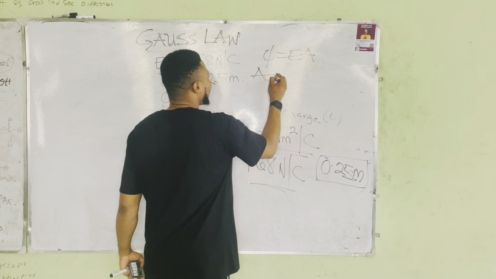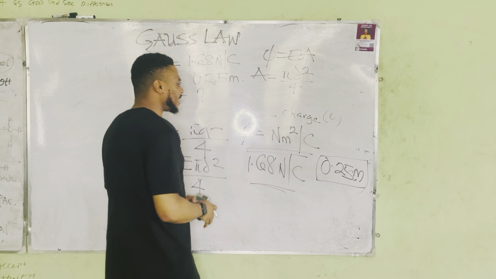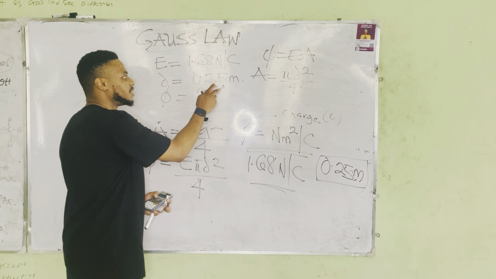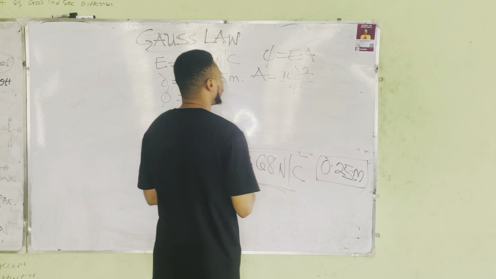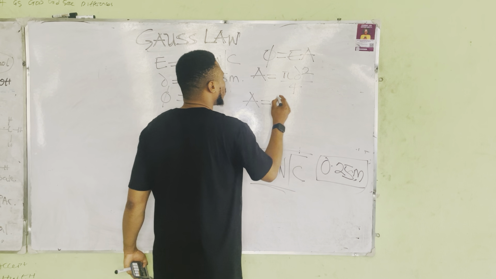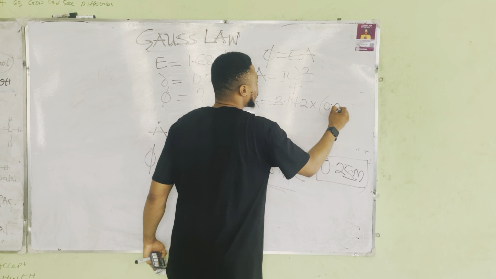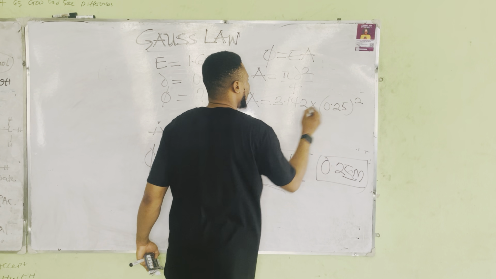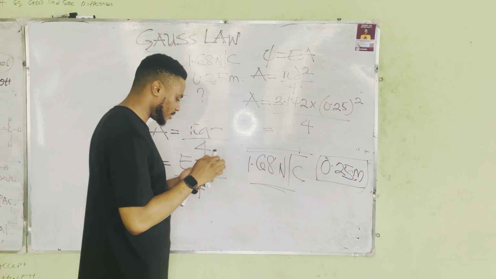So remember that A is pi d squared over 4. The diameter that we are given is 0.25 meters, right? So you can easily plug it into the formula. So A will be equal to 3.142 times 0.25 all squared divided by 4. So if we do this, what are we going to get?